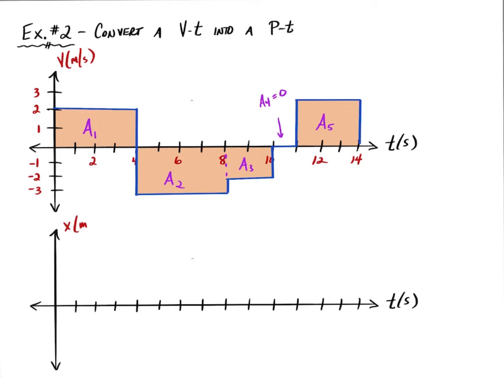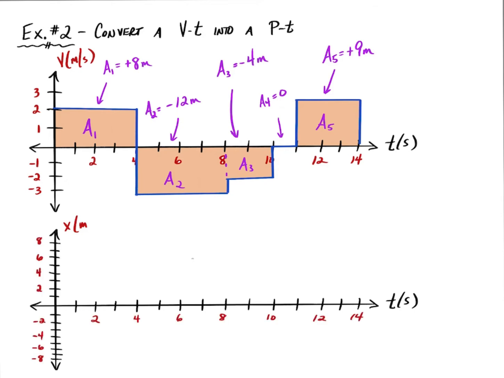So if we calculate those 5, we know that area 1 is positive 8, area 2 is negative 12, area 3 is negative 4, area 4, as I said, is just 0, and area 5 is positive 9. Once I have those values, I can set up my position time grid. And here's how we do this.